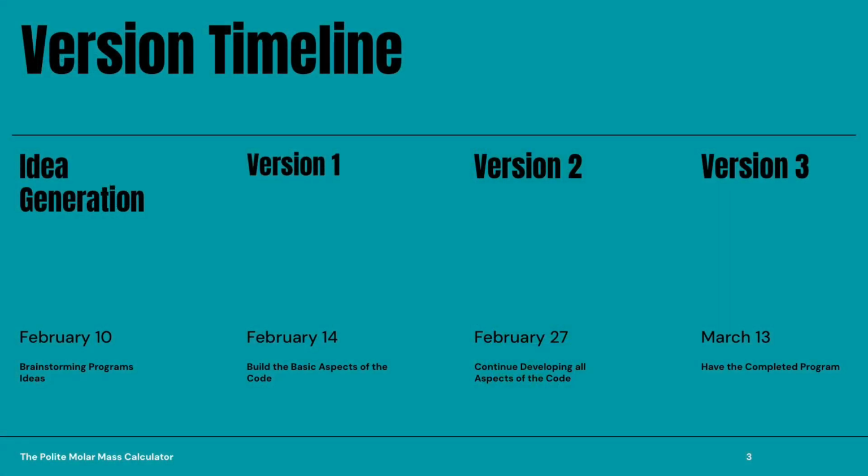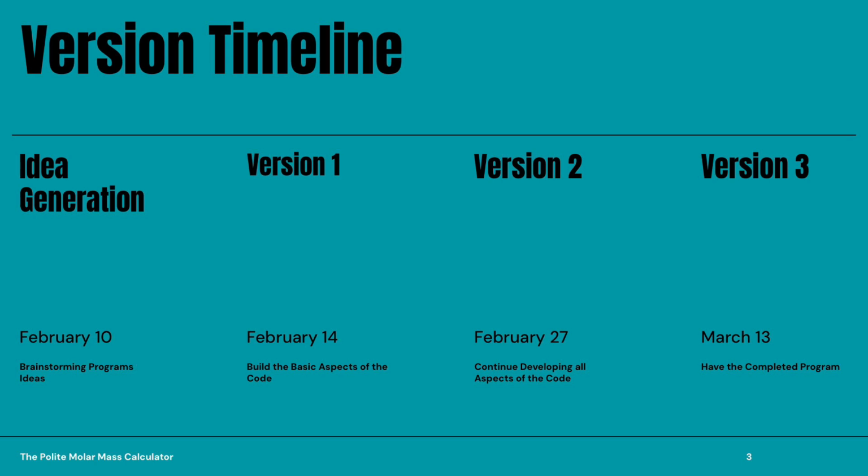To develop my code fully, I created a timeline as you can see before you. On February 10th, I wanted to have completed all my idea and brainstorming so that I knew what my final code would look like and specific goals for each of the three versions. By February 14th, I wanted to have version 1 completed, which would be the basic aspects of the code, so it could produce some molar mass calculation of some kind, but it was rather simple.